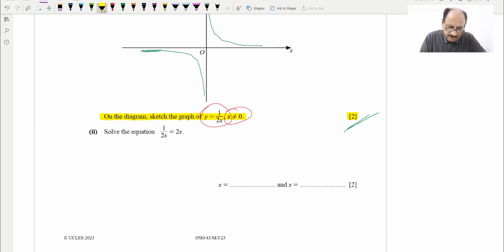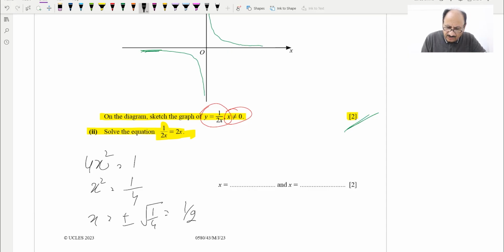Hopefully you understand this. Then solve the equation 1 over x is equal to this one, and this is very simple. You can just cross multiply. So 2x into 2x will be 4x squared. So we can write 4x squared is equal to 1, because x into x will be x squared. So x squared is equal to 1 by 4. So x is equal to plus minus the square root of 1 by 4, which is equal to plus minus 1 by 2. So the answers will be 1 by 2 and minus 1 by 2. These will be the two answers, and this is for 2 marks.